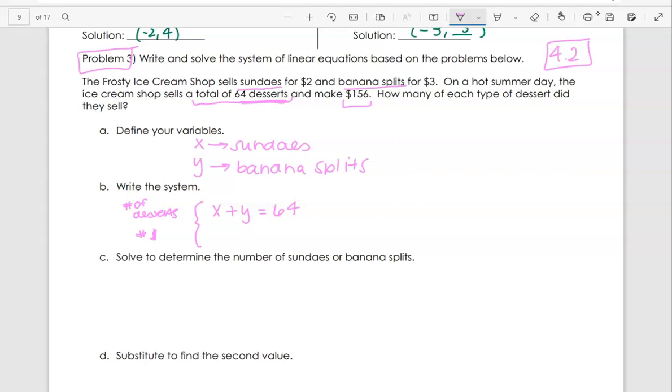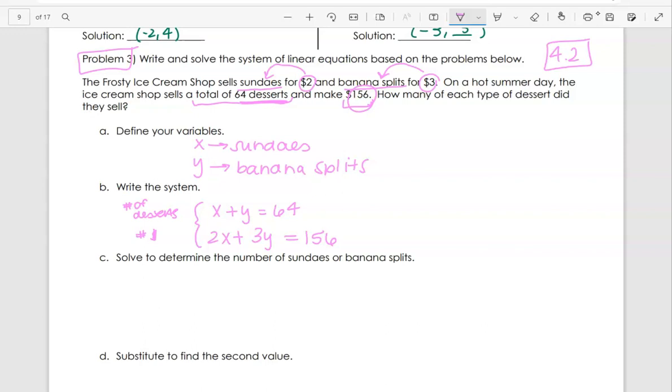My other equation is about money. Where else did we talk about money in this word problem? It's the $2 and the $3. The $2 goes with sundaes, that goes with x, plus the $3 goes with banana splits, which is y, equals our total money, 156. Those are my two equations. One equation for the total number of desserts, one equation for the money that was earned, okay? Then it says solve to determine the number of sundaes or banana splits.